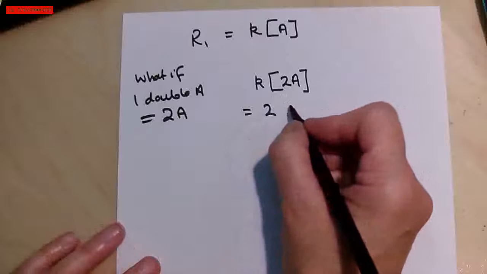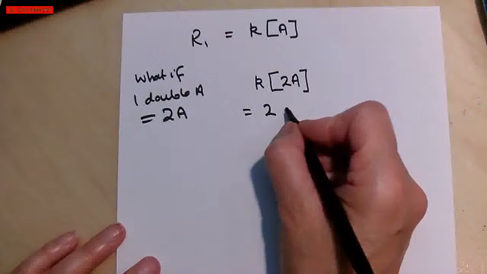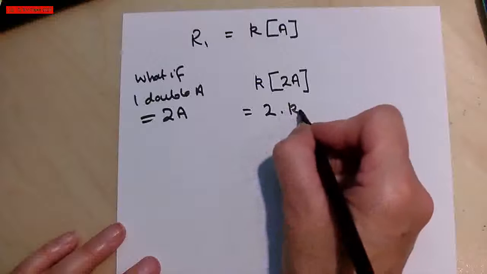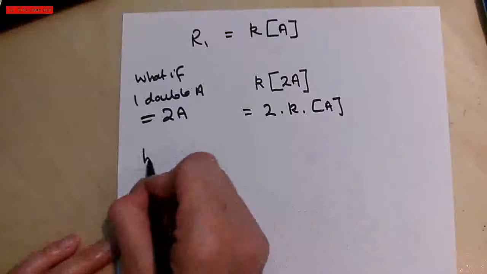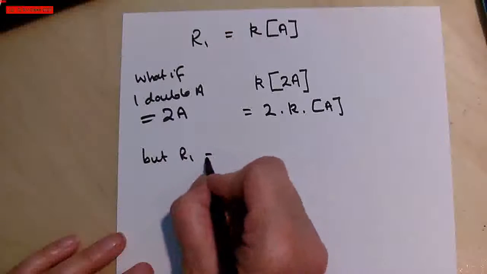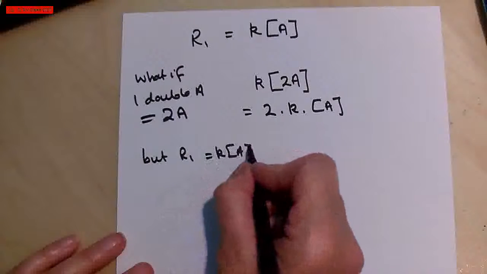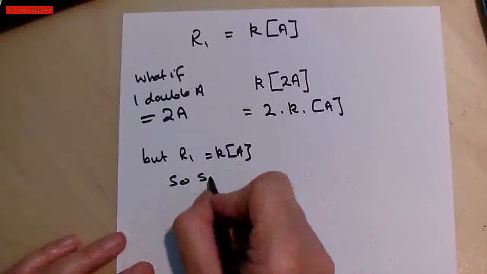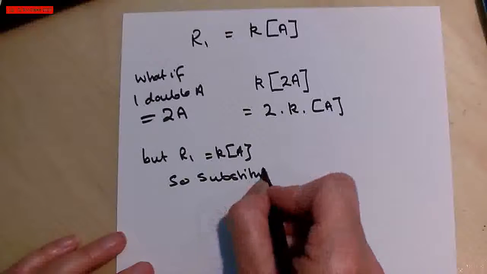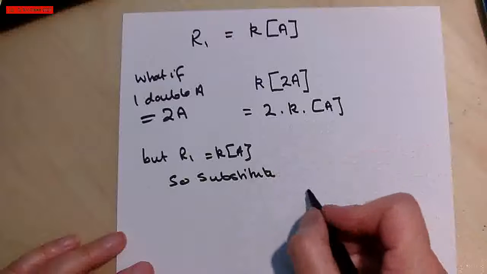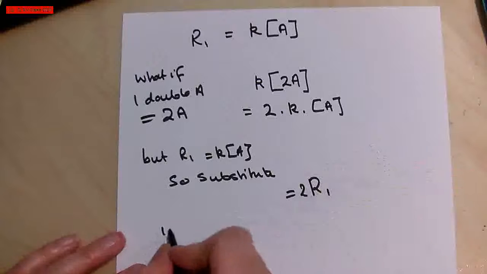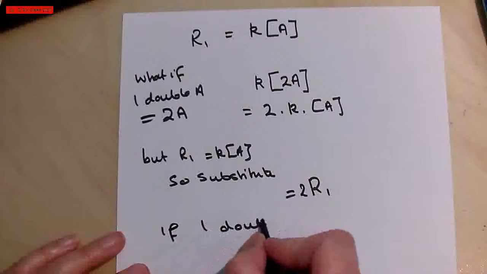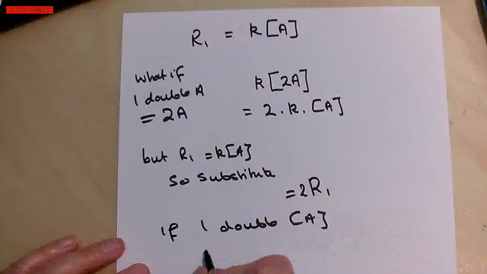So I'm going to take the 2 out of the bracket, and I'm going to multiply it by K and by the concentration of A. But R1 equals Ka. So I'm going to substitute into this equation, so it equals 2R1. So if I double the concentration of A, I double R1.